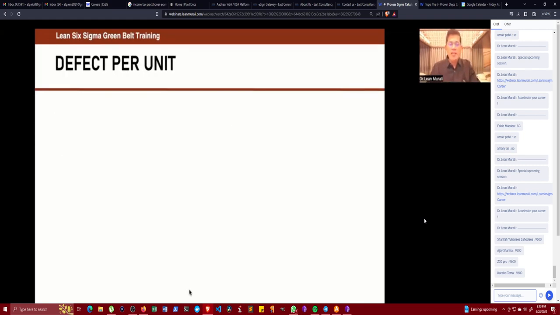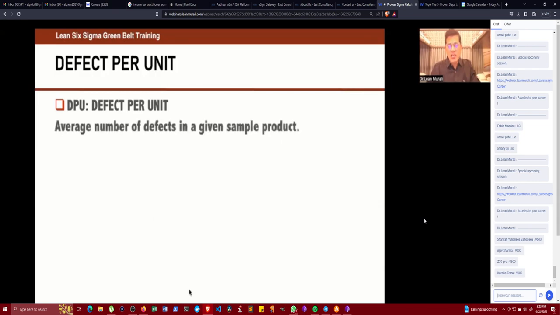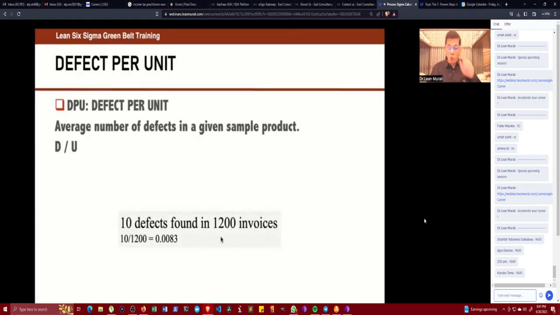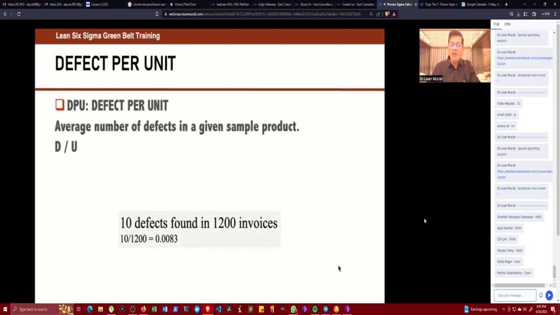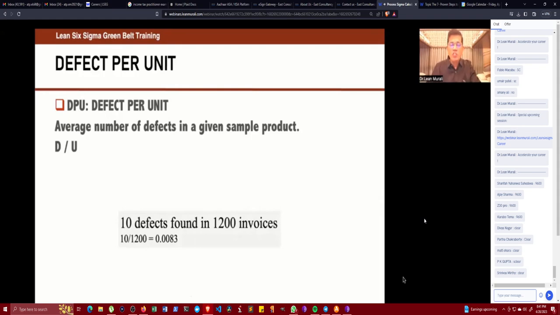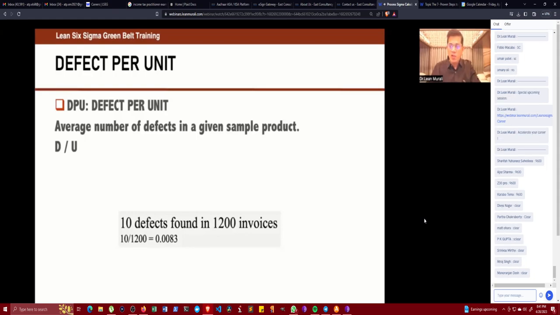Next, defect per unit. Let us say we had 10 defects, right? And we have 1,200 invoices. Now, defect per unit. One invoice is 1 unit, and we have 10 defects. So per unit, we have 10 divided by 1,200, which is 0.0083. How many of you are clear? Type clear in the comment box. This is defect per unit. I'll help you do this in the Excel sheet also.